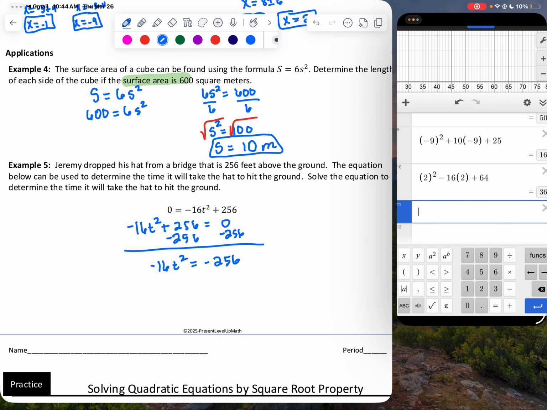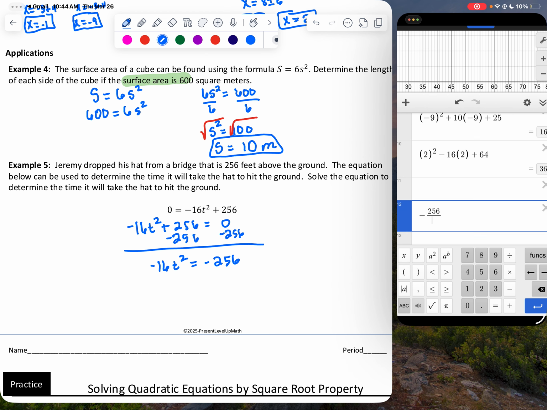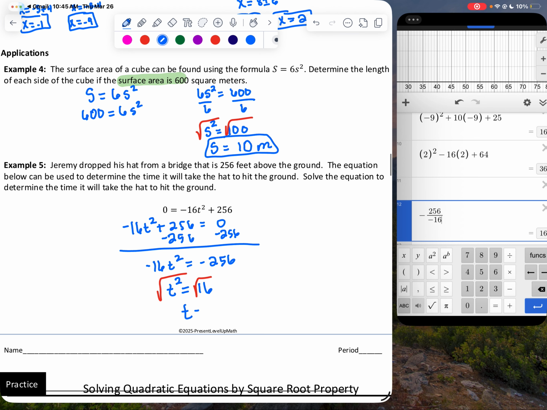Now divide both sides by negative 16. So negative 256 divided by negative 16 gives us positive 16. So t squared equals positive 16. Now square root both sides. The square root of 16 is 4. And I'm not going to put plus or minus 4 because time must be positive. So this would be 4 seconds to hit the ground.